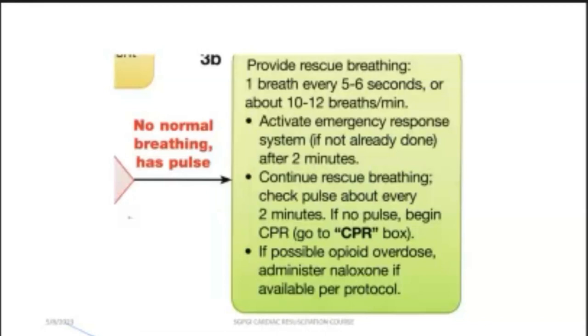So if pulse is there but no respiration, it is only respiratory arrest or respiratory failure. Pediatric and elderly patients mostly lie here. And if their respiration is not managed, meaning airway and breathing are not managed, they will go into cardiac arrest. All patients are not cardiac, even in hospital.